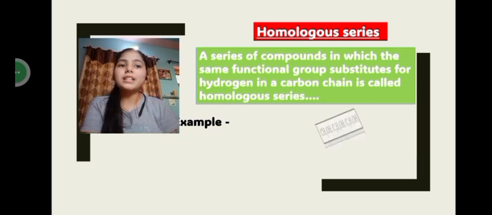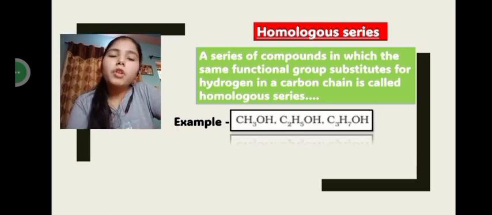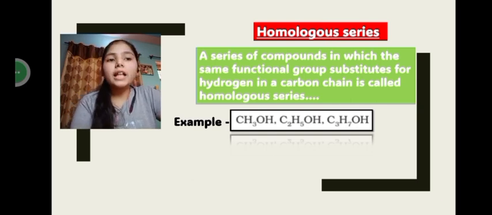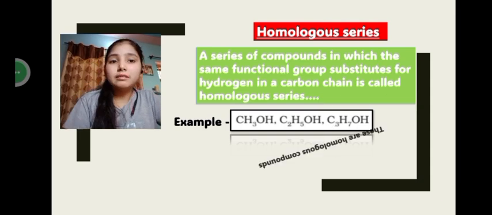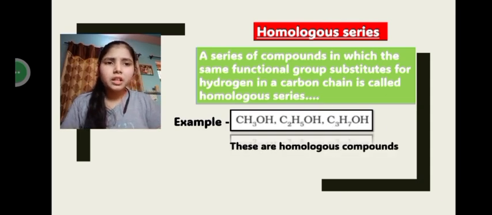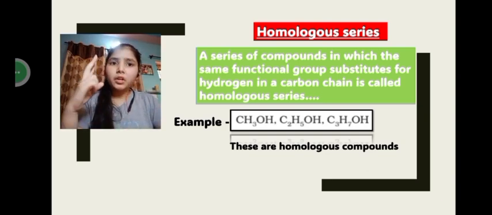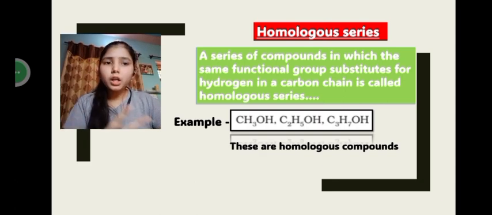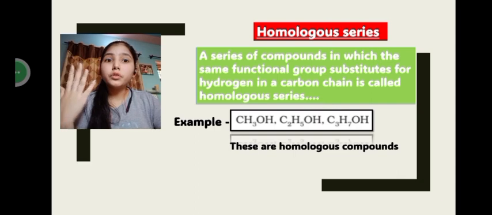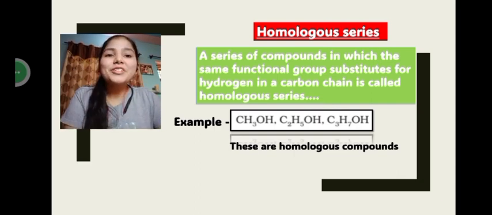Let us discuss one example: CH3OH, C2H5OH, C3H7OH. What are these? Actually, these are homologous compounds. How homologous? There seems to be no similarity. One compound contains one carbon and 3 hydrogen, the second contains 2 carbon and 5 hydrogen, and another contains 3 carbon and 7 hydrogen. Then what is the similarity? You have missed out one thing, which is OH.